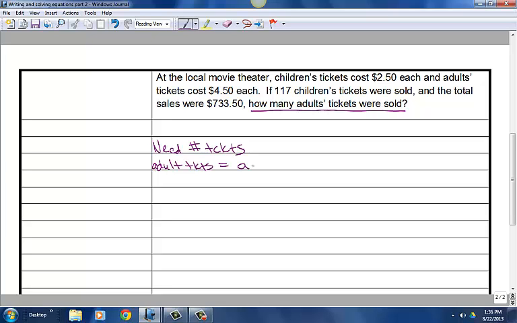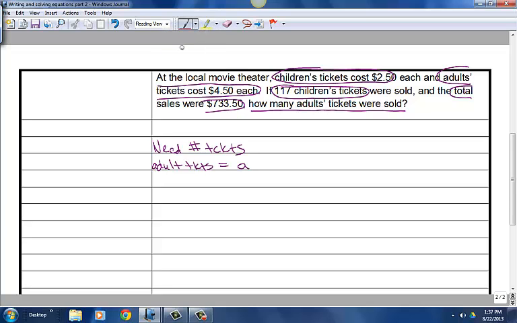The next step then is to read the problem. At the local movie theater, children's tickets cost $2.50 each and adults' tickets cost $4.50 each. If 117 children's tickets were sold and the total sales were $733.50, how many adult tickets were sold? Looks like there's a lot of information in there. So let's do that next step and make sure that the clue words are circled.